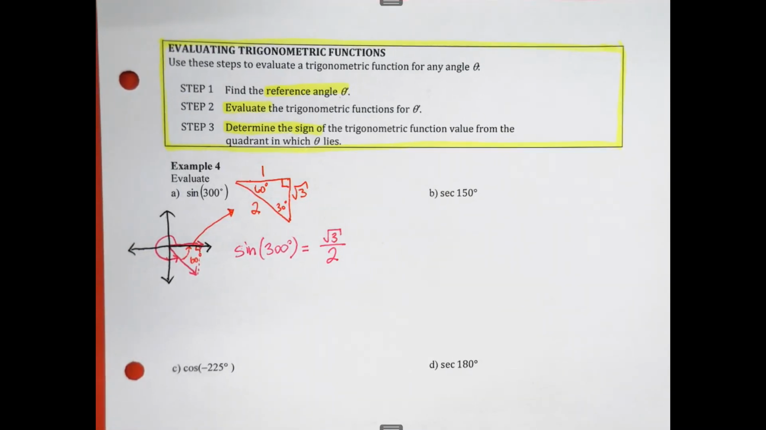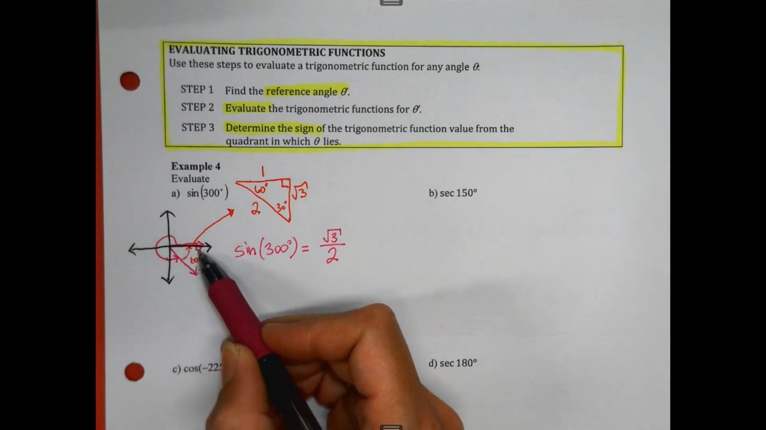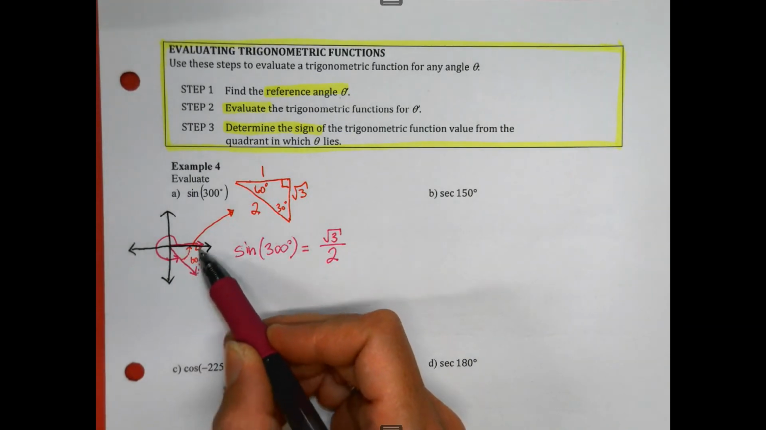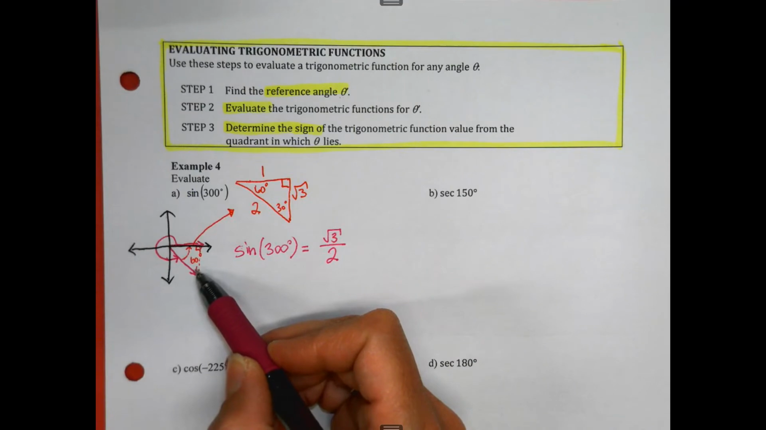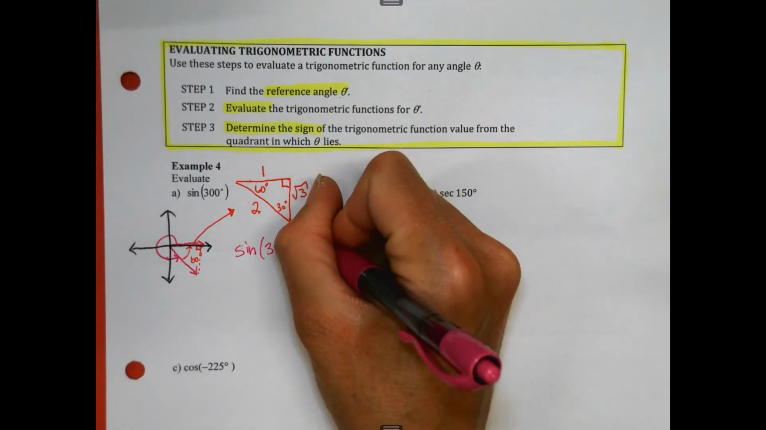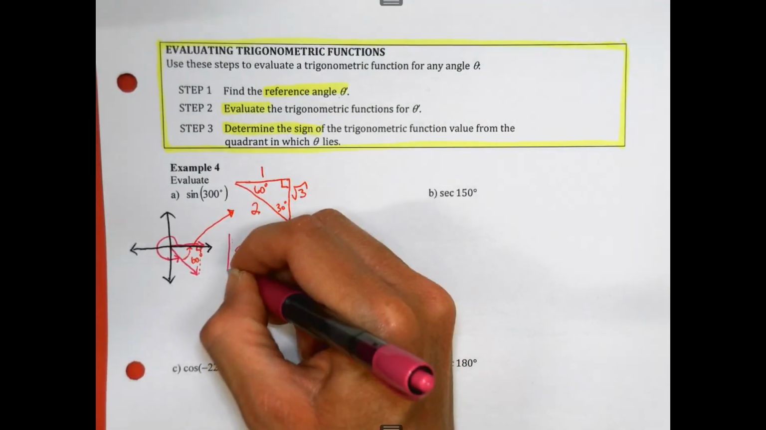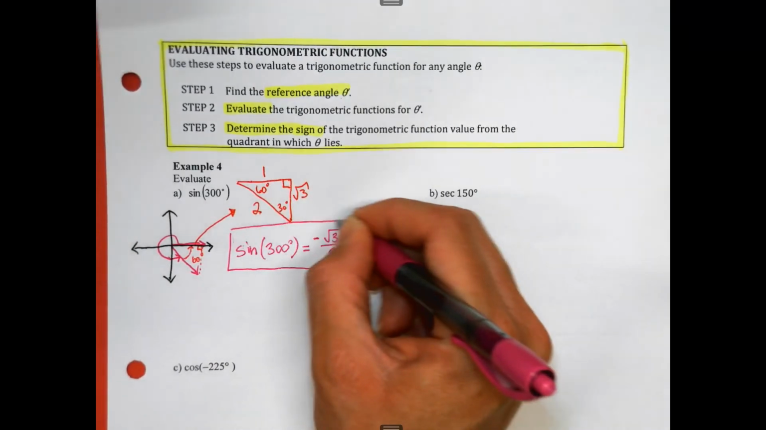Then we have to think, okay, since sine is the y value, y over r, our y values are negative, or sine is negative in quadrant number 4. So therefore, we know that this has to be negative square root of 3 over 2.